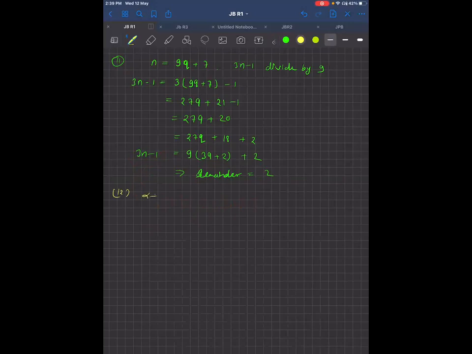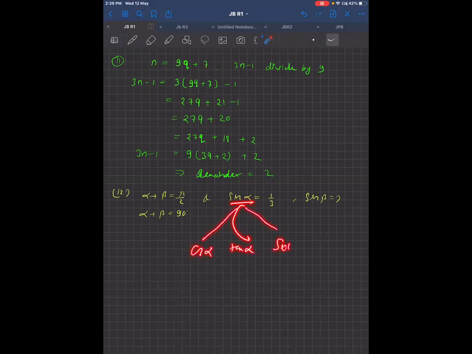In the 12th one, it is given that alpha plus beta is equal to pi by 2. Pi by 2 means 90 degrees. And sine alpha is equal to 1 by 3, where he is asking for sine beta. First tell me one thing. If you have the value of sine alpha, it means one trigonometric ratio. Can you find the others, cos alpha, tan alpha, sec alpha, cot alpha? Yes, you can find them. How?